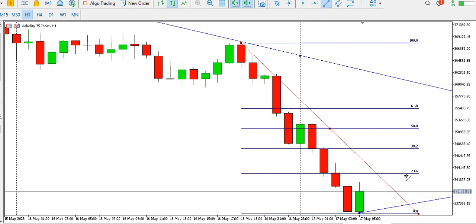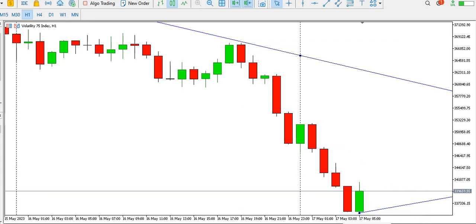If it retraces up to this point and starts to go down, the momentum is still strong. But if it also retraces to 38.2% and starts to go down, the bearish momentum is still taken as a strong momentum. So that's that for the 1 hour time frame. It's bearish. Look for selling opportunities.